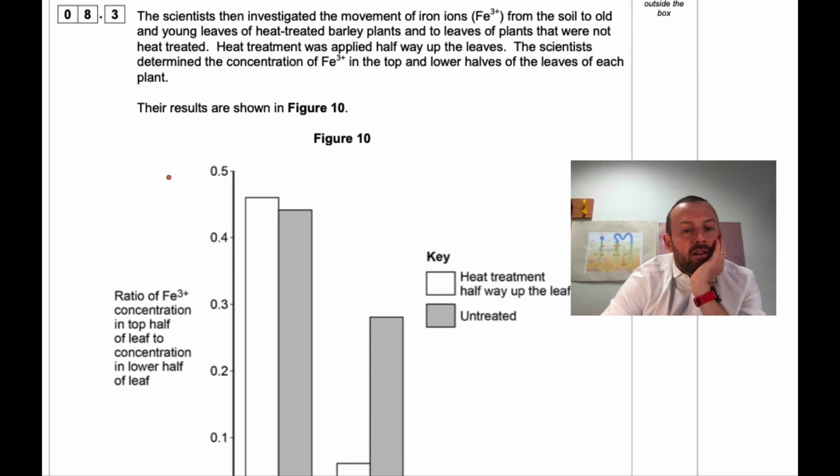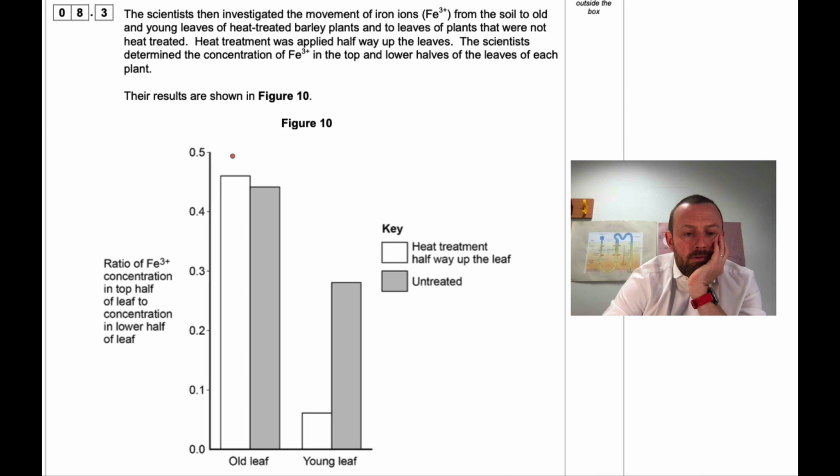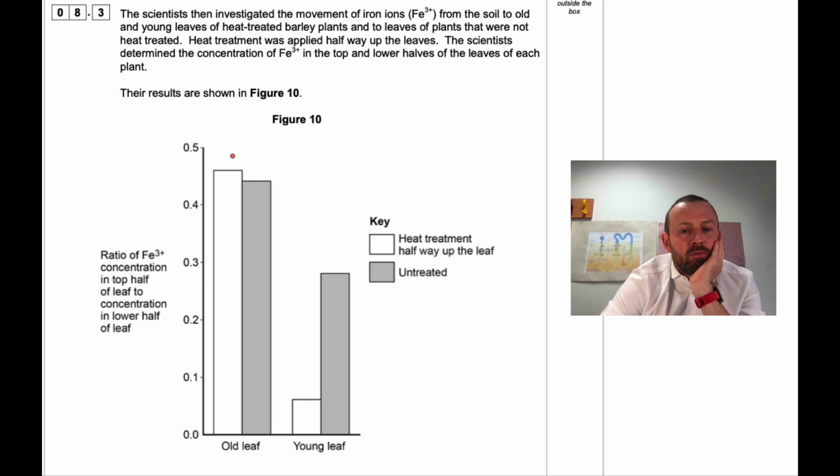The scientists then investigated the movement of iron ions, Fe3+, from the soil to old and young leaves of heat-treated barley plants and to leaves of plants that were not heat-treated. Movement of iron ions, Fe3+. Heat treatment was applied halfway up the leaves. The scientists determined the concentration of Fe3+ in the top and the lower halves of the leaves of each plant.